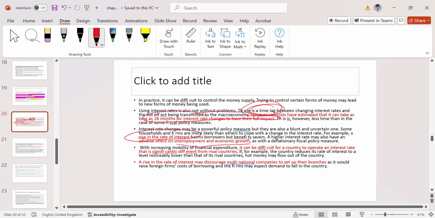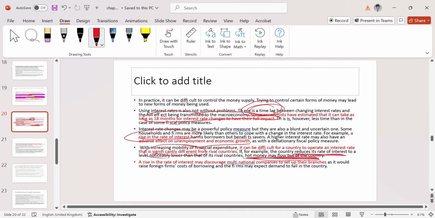Similarly, any country cannot have an interest rate which is significantly different from other rival countries. For example, if the government reduces the rate of interest in order to reduce the cost of borrowings, reduce the cost of production and export prices, and increase exports, the impact is that since the rate of interest has reduced noticeably as compared to other countries, people will start investing in other countries, and the negative impact of this is that a lot of money will flow out of the country.